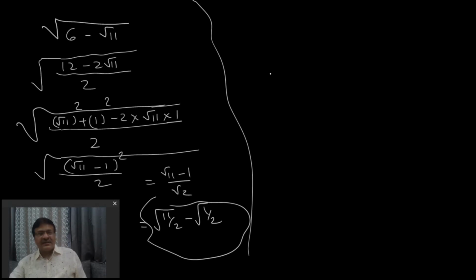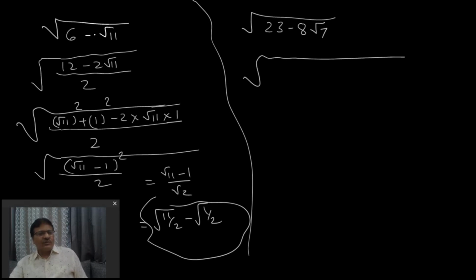See, 23 minus 8 root 7. Suppose this is the question. Now how to solve such a question? Here 2 was not there, that's why I multiplied and divided, because the a minus b whole square formula has a 2ab part. But there is no problem in writing it this way: 23 minus 2 into 4 into root 7. So I got the term like 2ab.